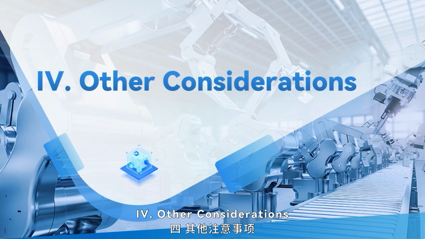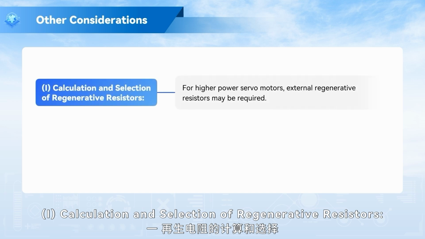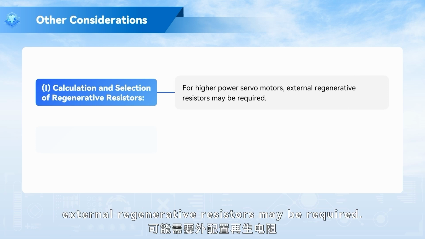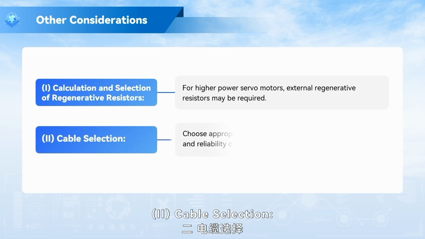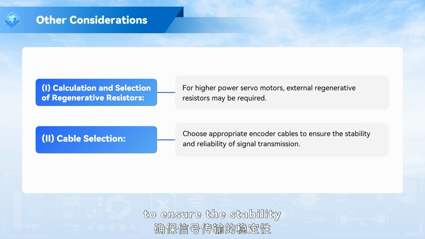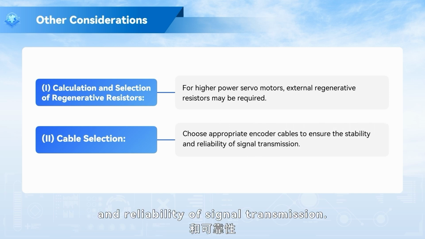4. Other considerations. 1. Calculation and selection of regenerative resistors. For higher power servo motors, external regenerative resistors may be required. 2. Cable selection. Choose appropriate encoder cables to ensure the stability and reliability of signal transmission.